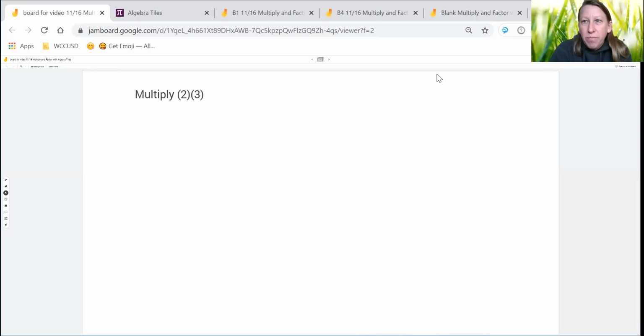Hello, students. We are multiplying. Do you remember how to multiply? What does this look like? Today, we're going to use algebra tiles a lot, and we're going to remember things that we know.